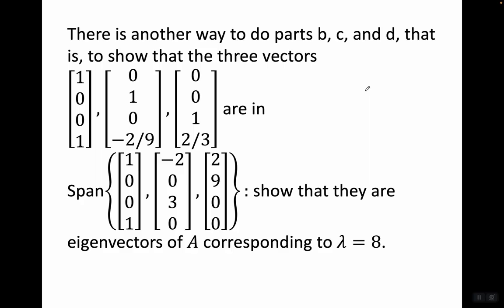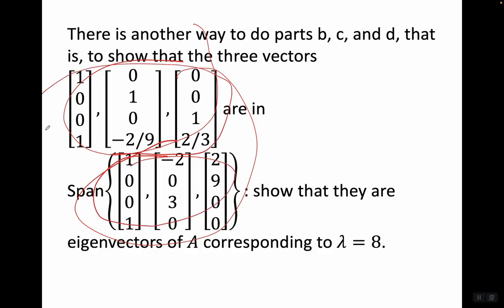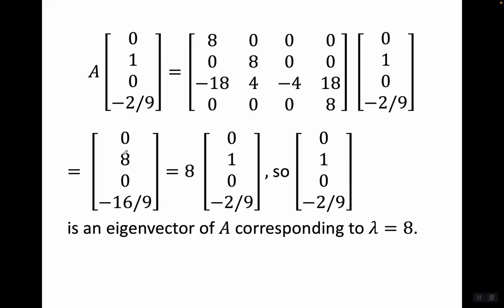Now, there is another way to do parts B, C, and D. That is to show that these three vectors are in the span here. You just show that they are eigenvectors of A corresponding to lambda equals 8, because again, we knew that these were eigenvectors of A corresponding to lambda equals 8. To show that these are also eigenvectors of A corresponding to lambda equals 8, that's ultimately what we want to do, because we were trying to show that these three vectors are in the vector space of these three vectors. So let's go ahead and show that those three new vectors are also eigenvectors for A.